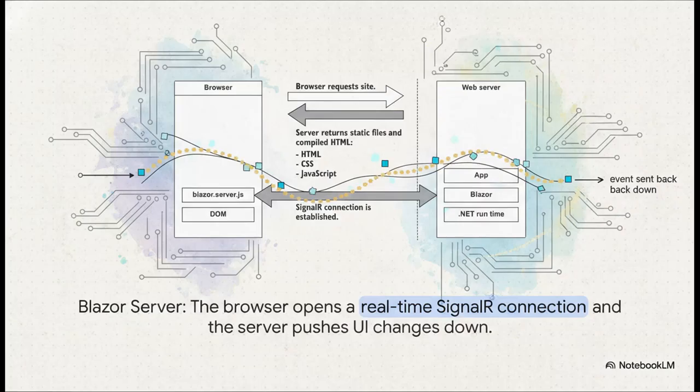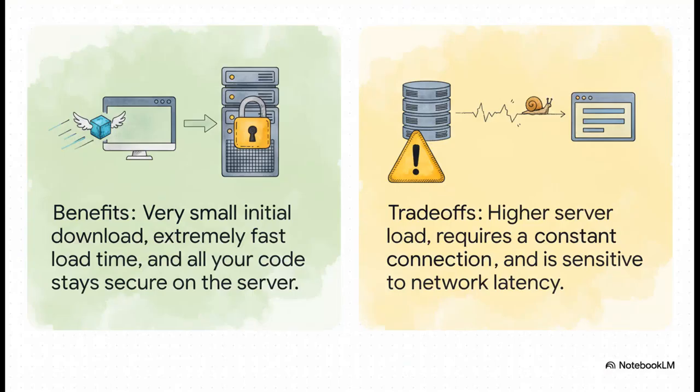Blazor Server is a totally different beast. The app lives and breathes on your server. The browser just keeps a lightweight, constant connection open using a technology called SignalR. So when a user clicks a button, that little event zips up to the server, figures out what changed, and then it sends only the tiny UI update back down to the client. So what's the upside? A tiny initial download and a lightning-fast startup time. Plus, all your important business logic stays safe and sound on your server. The catch? Well, it needs a constant, stable internet connection. If the user's network gets a little shaky, the UI can start to feel a bit sluggish.